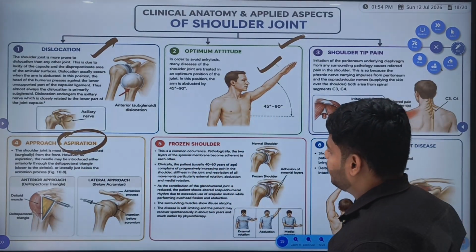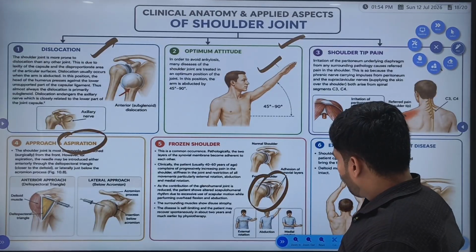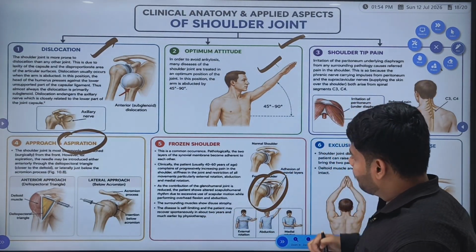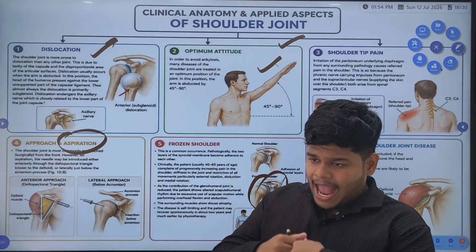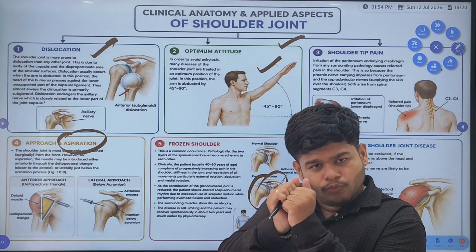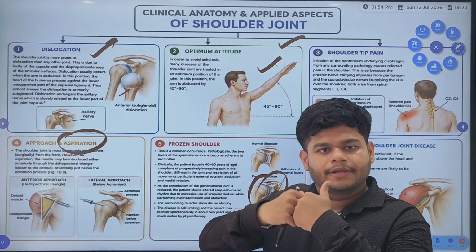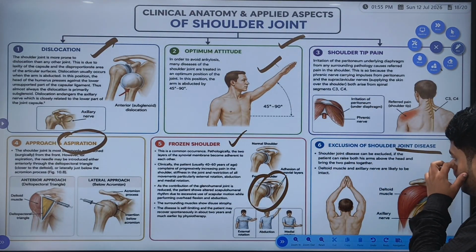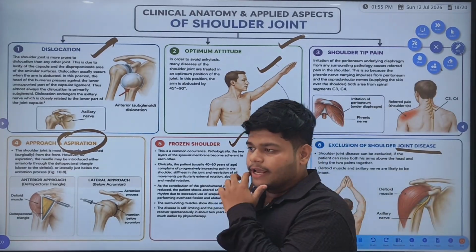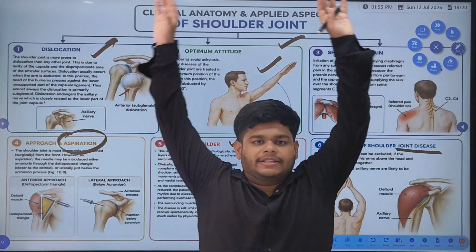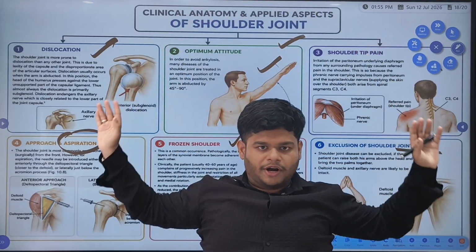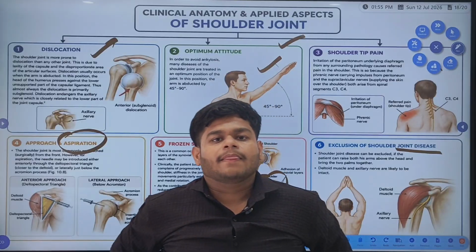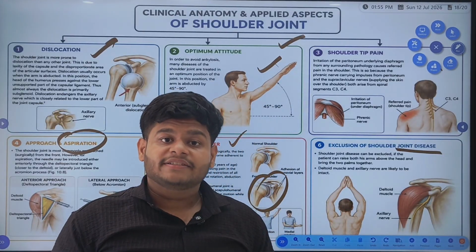Now the frozen shoulder. It is a very common clinical cause in old age people where the synovial membranes around the joint come close to each other and do not let the shoulder move, so it looks like it is frozen, not moving, so the name given is frozen shoulder. The third one is exclusion of shoulder joint disease. It is said that whenever you have any shoulder joint disease, if you can do this movement of the shoulder joint, flex fully with the deltoid, you can exclude all the diseases related to the shoulder joint.